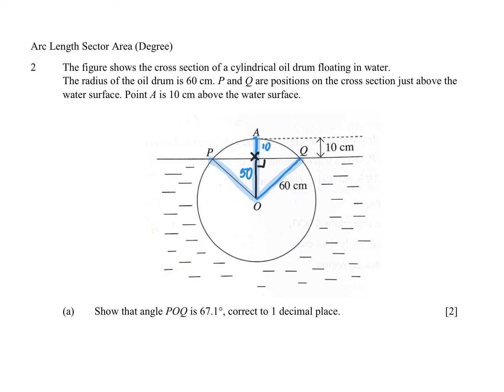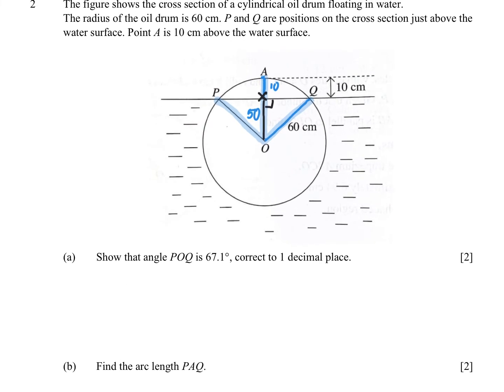Now the first question says, show that the angle POQ is 67.1 degrees correct to one decimal place. For this kind of question, it's telling you the answer, not asking you to substitute values to verify it. It's telling you to do your normal working, find the angle POQ and make sure your answer is this number. In case you are not able to get this answer, you can still use the value given in the question to work out the other portions of this question. Do not leave blank.